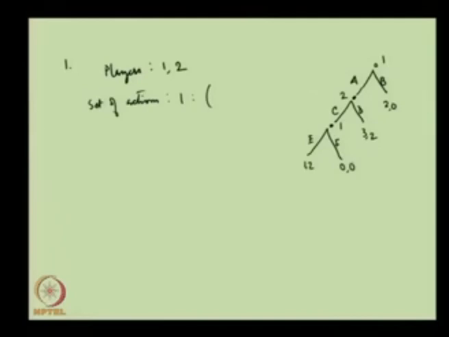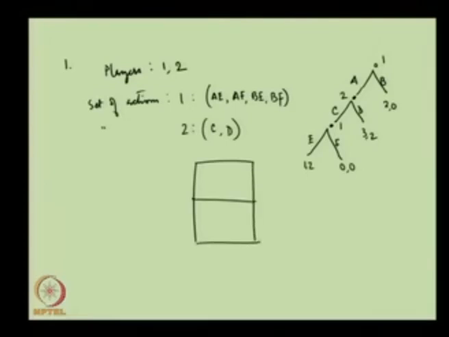Okay. What are the strategies of player 1? It could be AE, it could be AF, BE, BF. And the set of actions of player 2 is C and D. And preferences over the action profiles are the same as preferences over the strategy profiles from this extensive game. So, now we can draw the payoff matrix and find out what are the Nash equilibria.